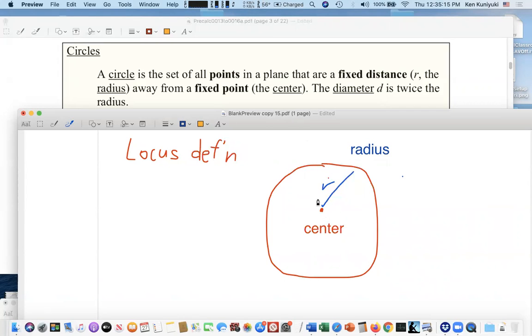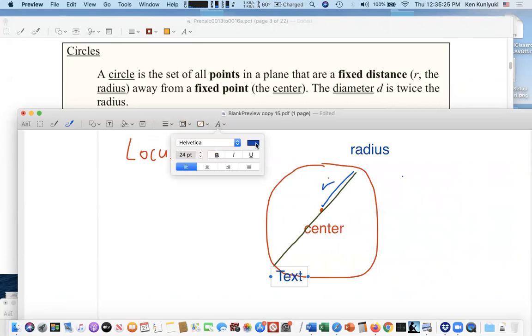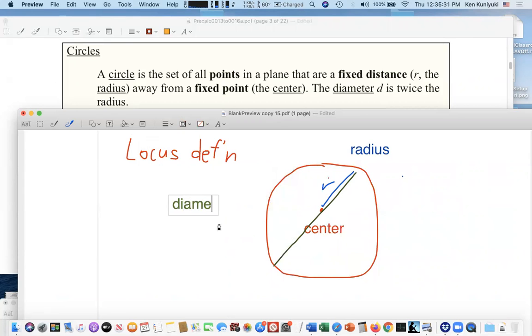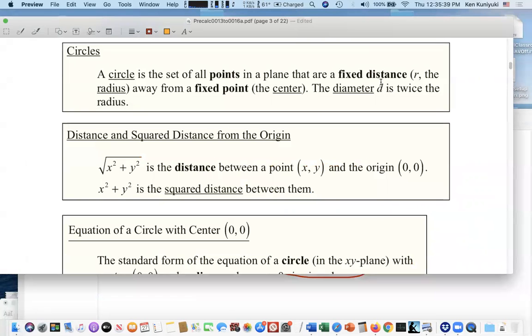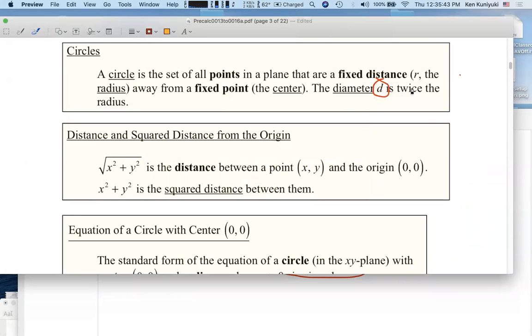Bear in mind that twice the radius is called the diameter. Now be careful, because the letter D might refer specifically to the diameter, or could represent a more generic distance. So be careful about the letter D. Know for sure what it means. Does it mean distance? Does it mean specifically a diameter?